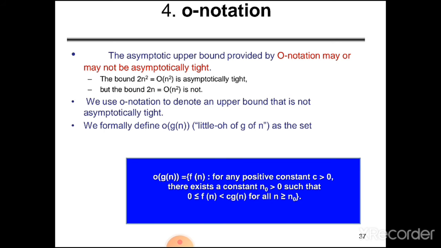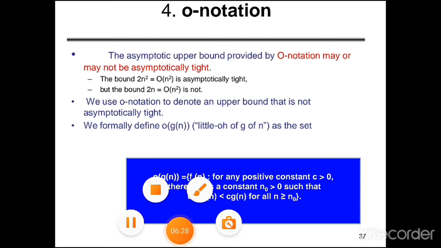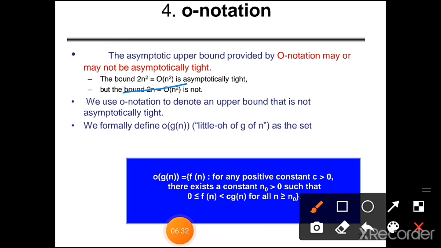The next notation is little o notation. The asymptotic upper bound provided by big O notation may or may not be asymptotically tight. For example, 2n square is equal to big O of n square is asymptotically tight, but the bound 2n is equal to big O of n square is not asymptotically tight. So we define little o notation to denote an upper bound that is not asymptotically tight.